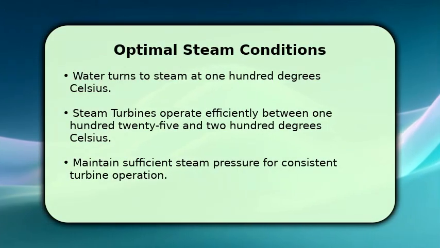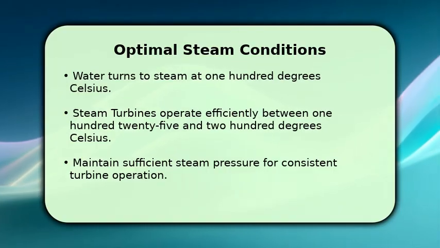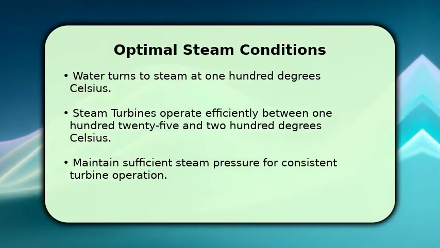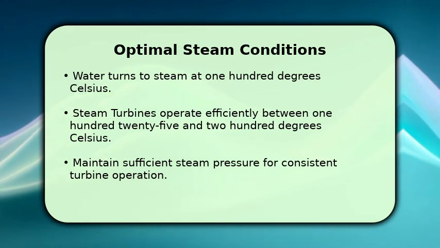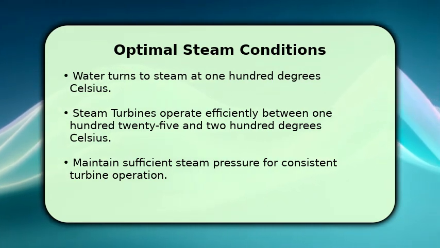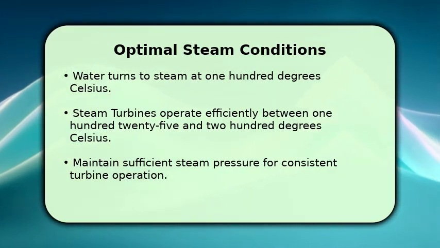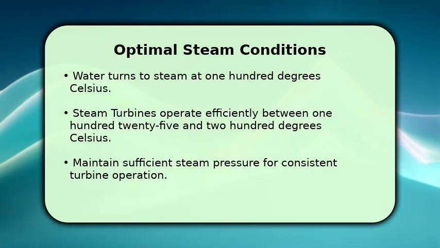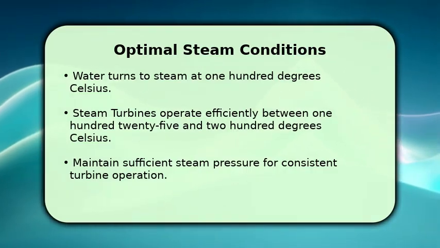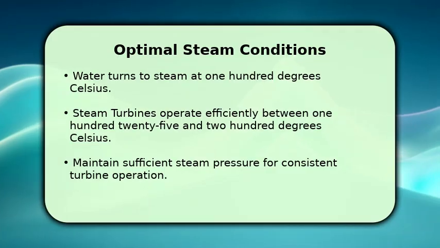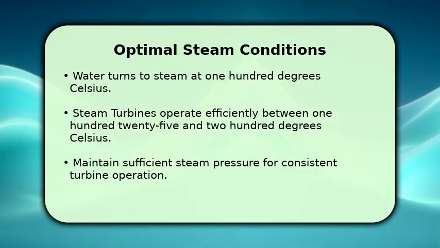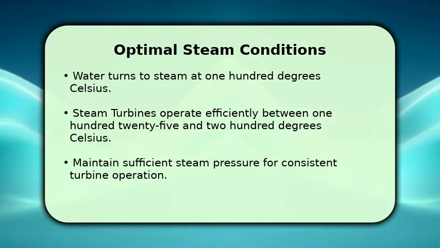Achieving optimal steam conditions is key for efficiency. Water transforms into steam at 100 degrees Celsius. For steam turbines, the sweet spot for efficient operation is typically between 125 and 200 degrees Celsius. It's vital to maintain adequate steam pressure to ensure your turbines run consistently. Be careful not to overheat, as extreme temperatures can damage your infrastructure and lead to energy waste.